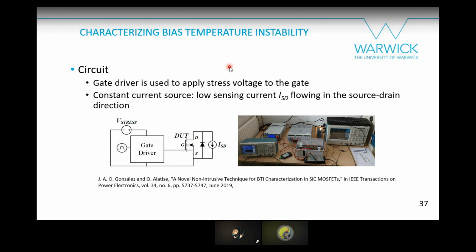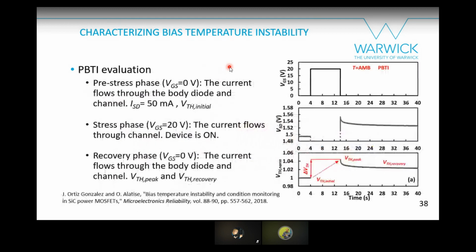Are we able to characterize the peak shift and recovery? So these are the PBTI evaluation results. You have three different phases: pre-stress phase, stress phase, and recovery. This is just a 10 seconds 20 volt stress, with 0 to 4 seconds of gate voltage 0 as the pre-stress phase. The current will flow through the body diode channel as a function of the initial threshold voltage, so we have around 1.5 volts. And we can say that this is the threshold voltage. We just normalize that, so you have a value of 1.